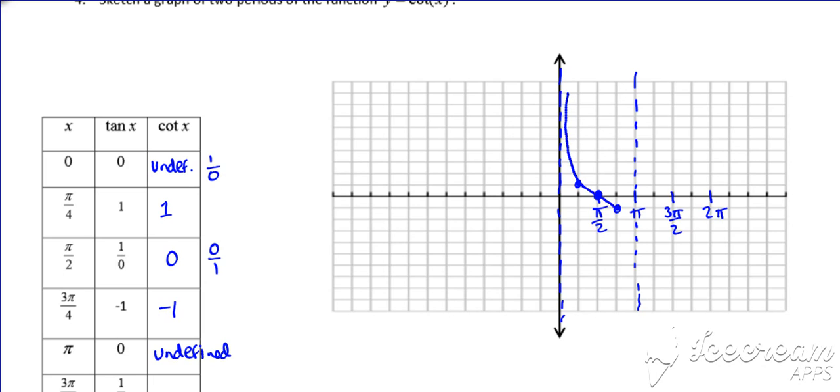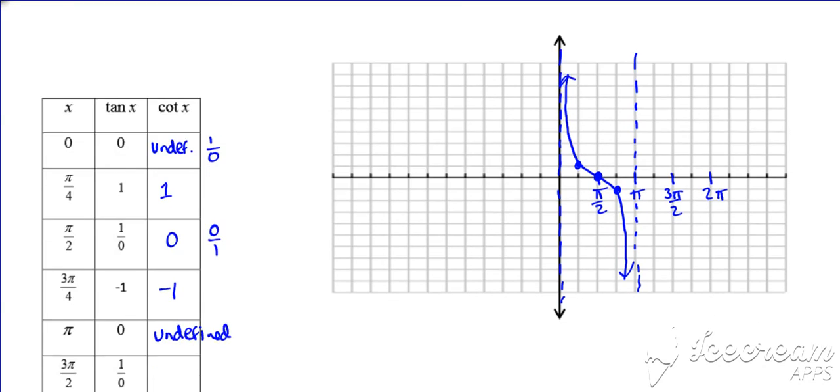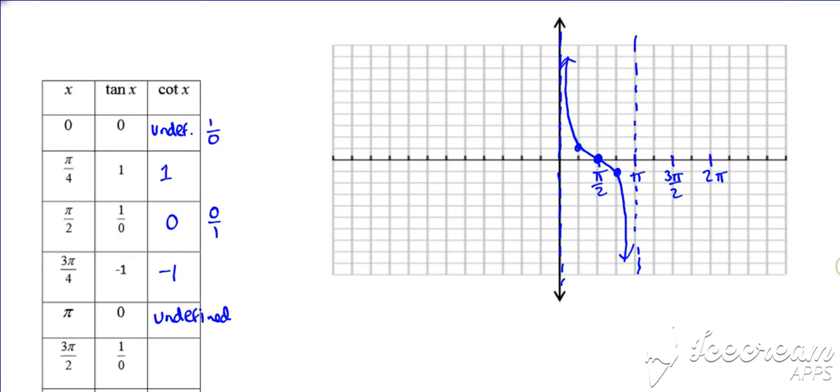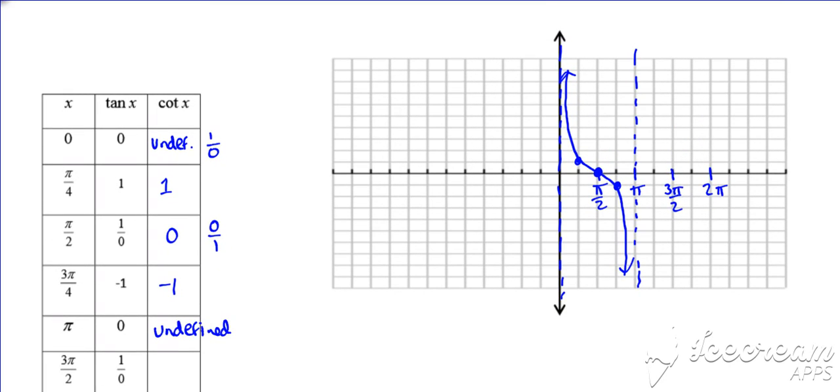So your cotangent graph is going to be falling. It almost looks like a reflection of the tangent graph. Not only is it a reflection of the tangent graph, it's a shift over pi over 2 from the tangent graph. So it's kind of like our sine and cosine graphs being pi over 2 away from each other. So at 3 pi over 2, again, you have 0. And it's going to follow the same pattern.